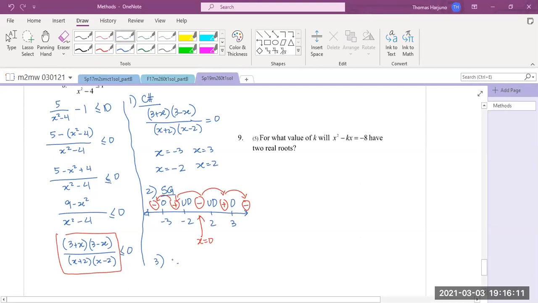So the solution will be from -infinity up to -3 bracket, union -2 up to 2, union 3 to infinity. Okay, that's for this question.